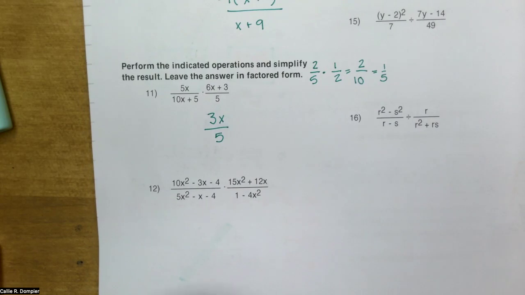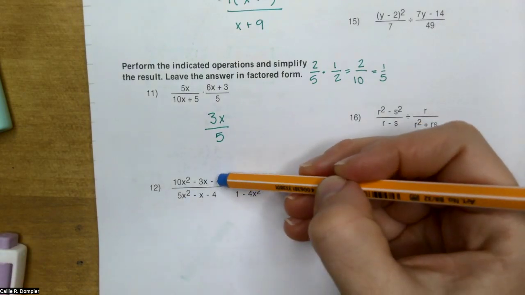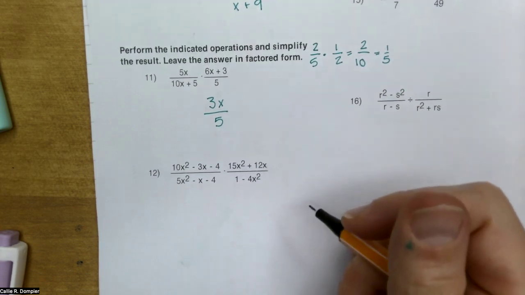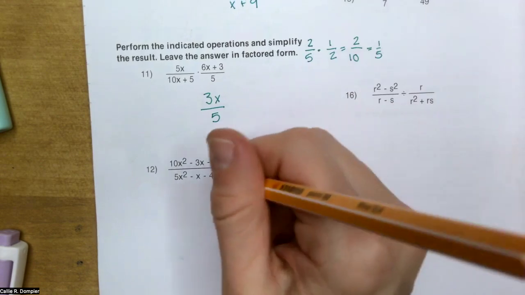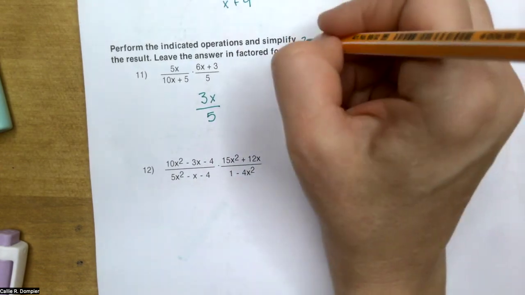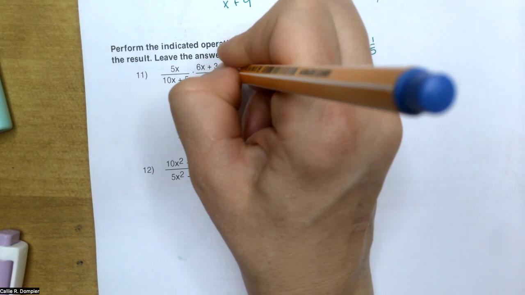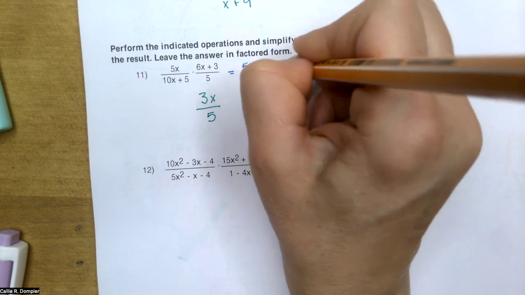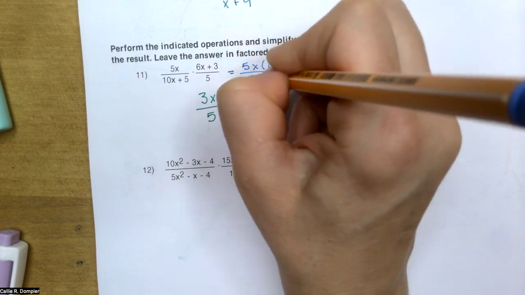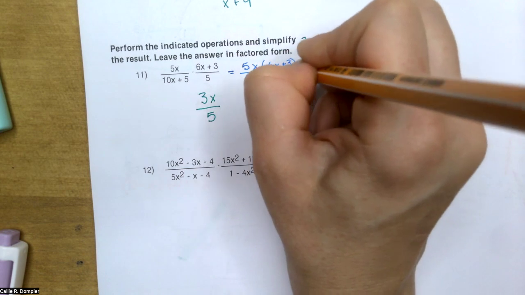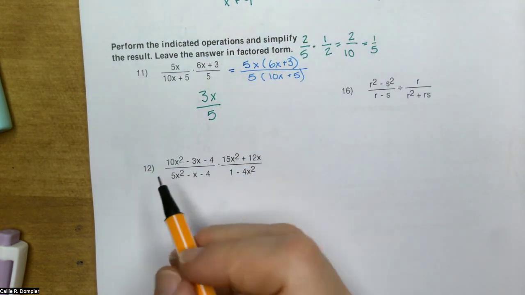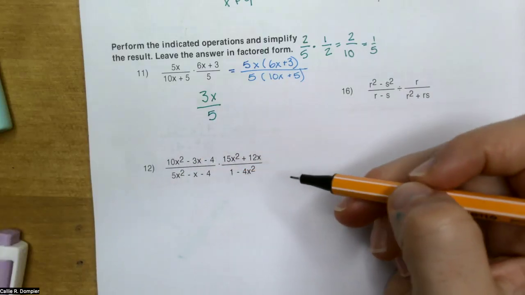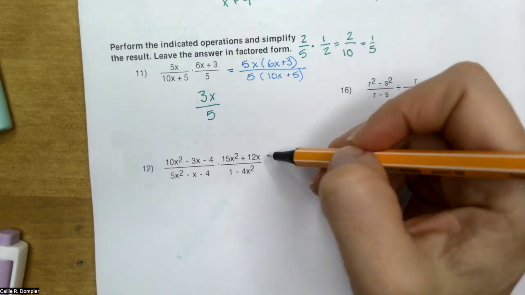All right, for number 12, if you have a polynomial before you multiply, what I would recommend is simplifying that polynomial and then multiplying. Remember, multiplying just means 2 times 1, right? So you could even just say 5x times 6x plus 3 over 5 times 10x plus 5, right? So if we can get this simplified before we multiply, then we'll have 2 binomials here, maybe 2 binomials here, maybe factor something out right here.